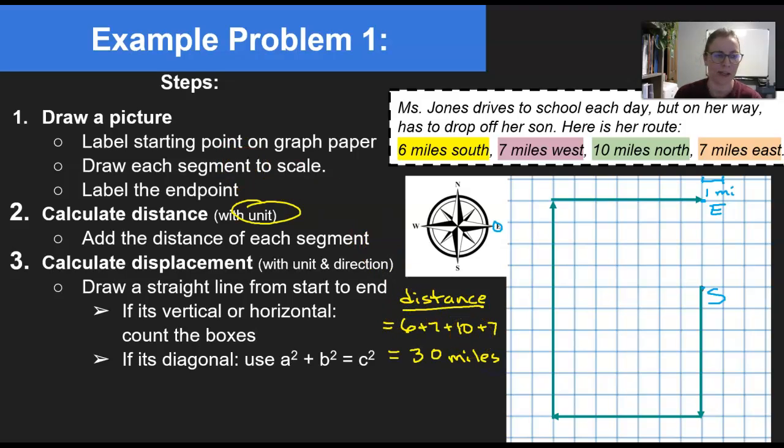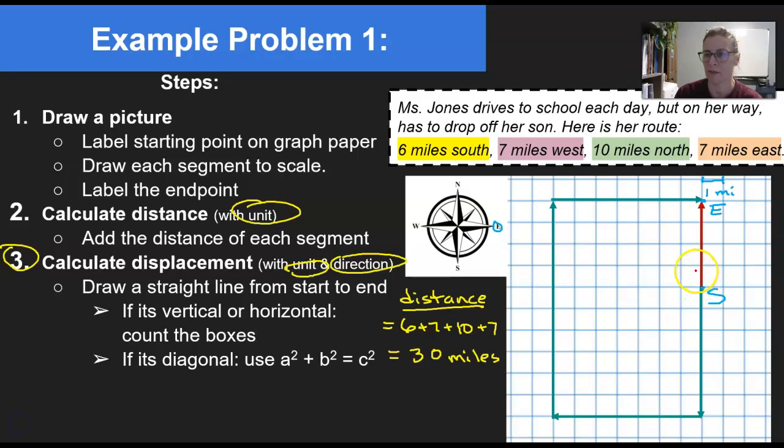All right, number 3 says to calculate the displacement. And this answer will have both a unit and a direction. So the first step is to draw a straight line from our starting point, which is right here, to our ending point, which is right here. So that'll look like this. If it's a vertical or horizontal line, then we can count the boxes. Well, we're lucky here because this is a vertical line. It goes straight up. So all we have to do is count our boxes.